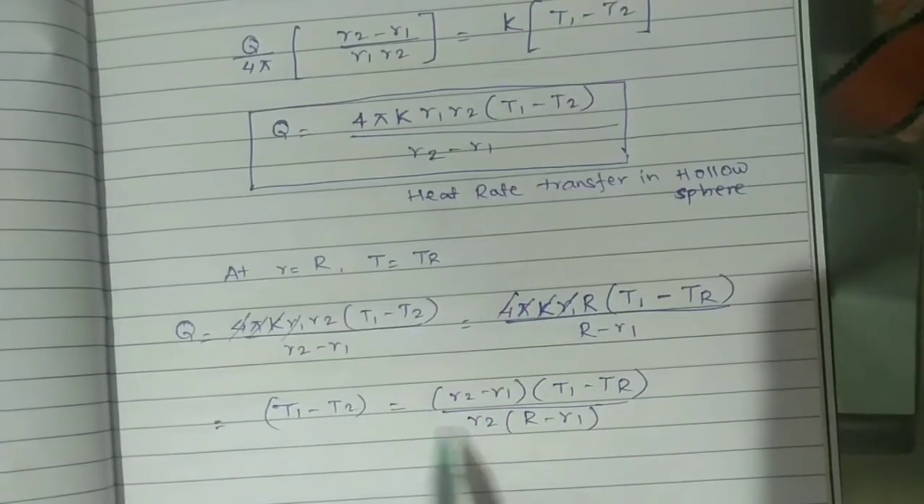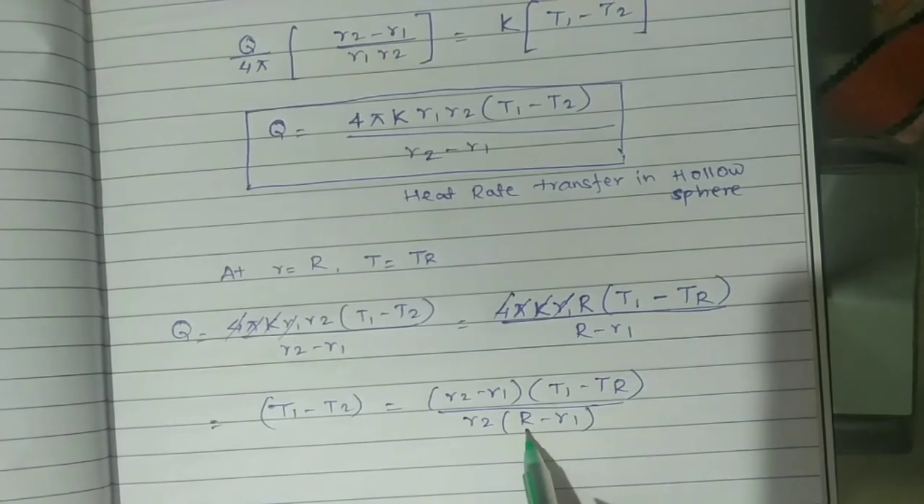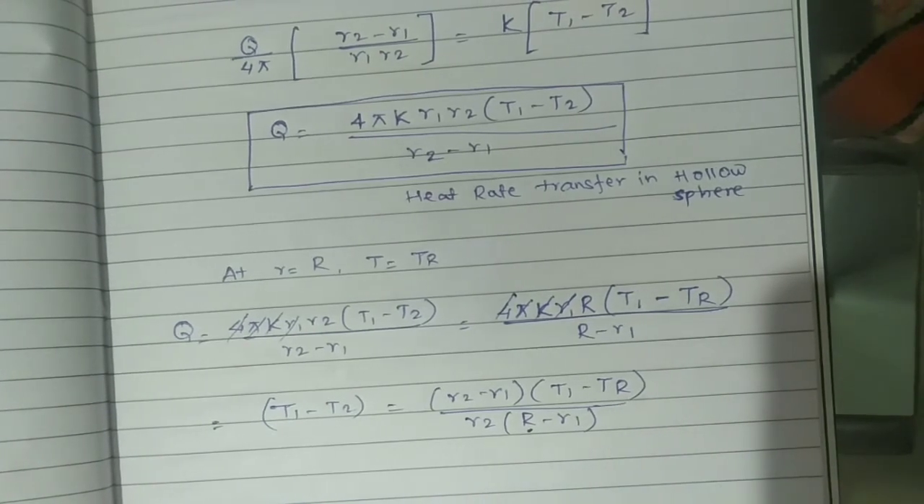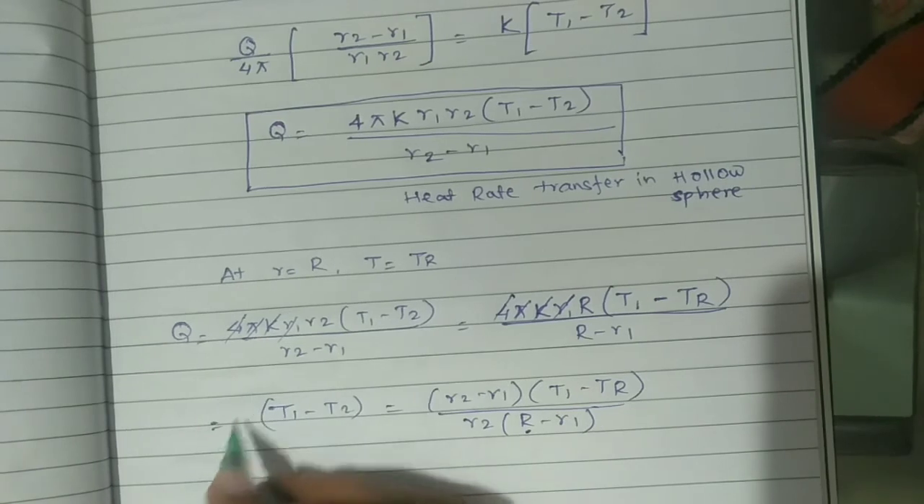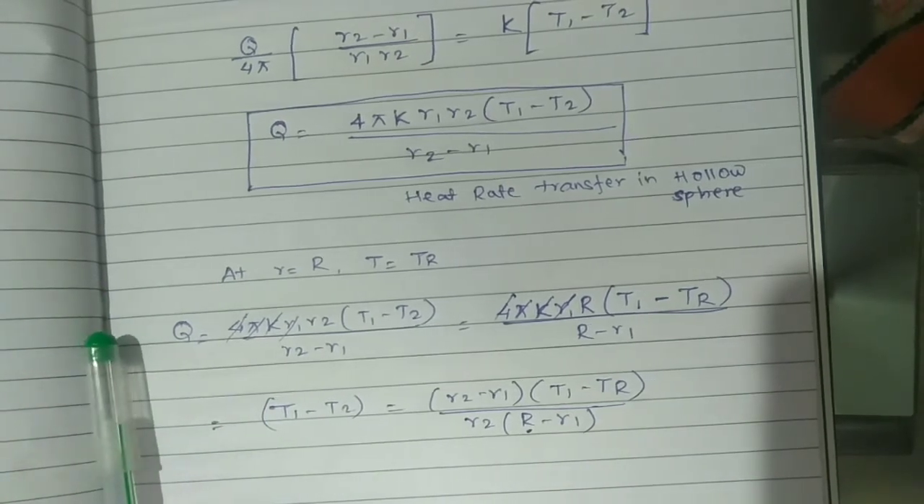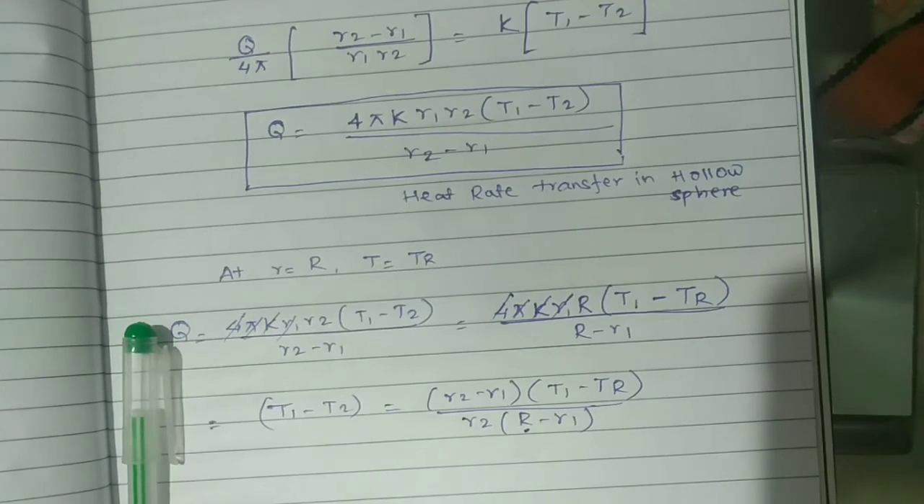So from this relation, if TR is known to you, you may find out the value of capital R. If R is known to you, you may find out the value of temperature at radius R, T suffix R. Okay? So this is the derivation for heat transfer rate in a hollow sphere. Application of Fourier's law for a hollow sphere. Thank you all for watching this video.